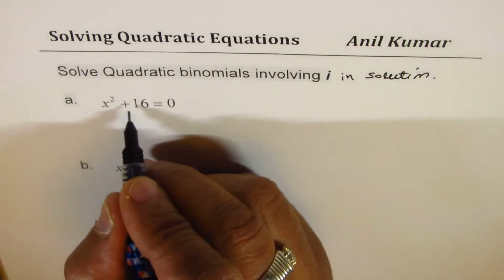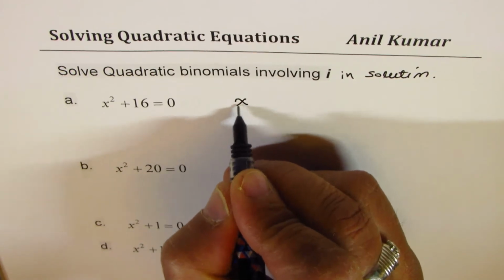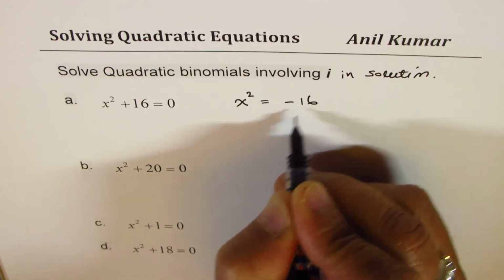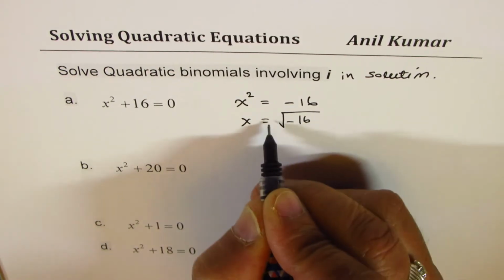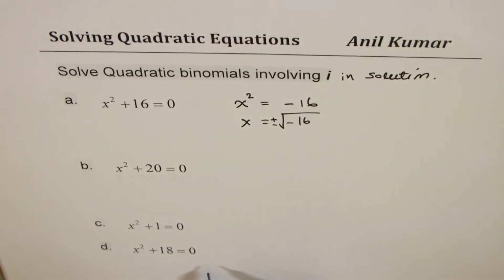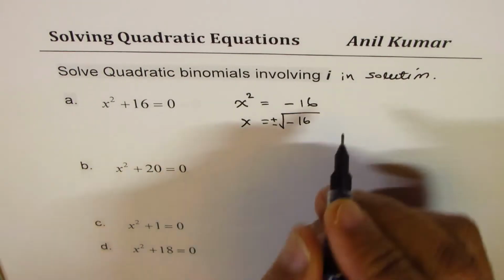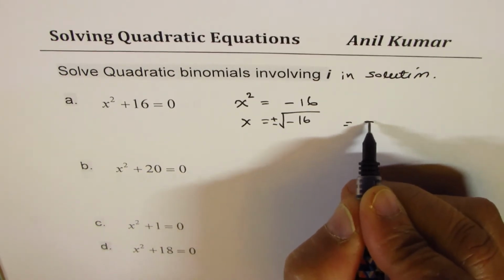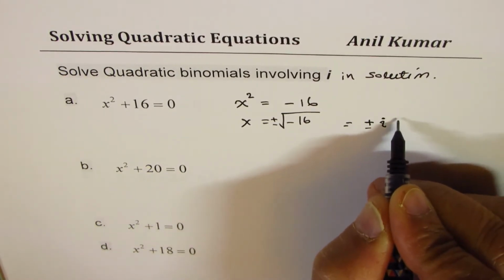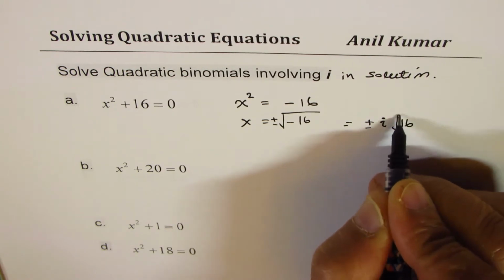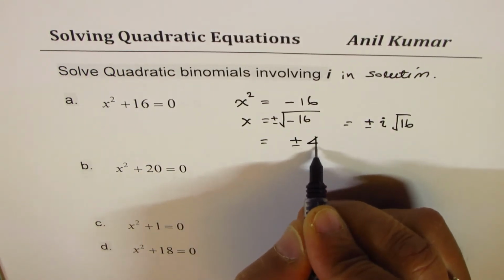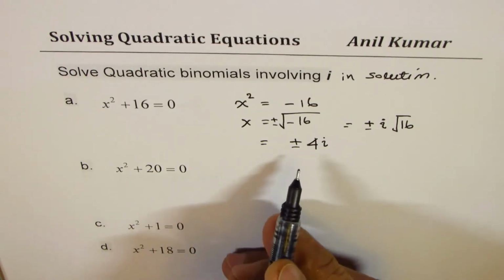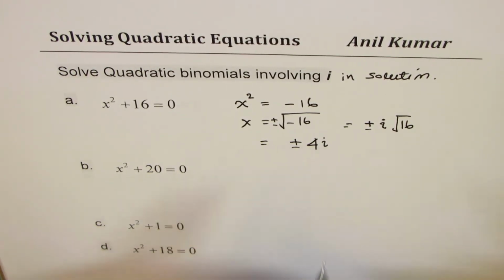That should be very simple. You could do it like this: x squared equals minus 16, x equals square root of minus 16. Whenever you do a square root, don't forget to write plus and minus. The square root of a negative number, you know, is i, so we get plus and minus i. The square root of 16 is 4, so we get plus minus 4i. That is correct, right? So that's the solution.